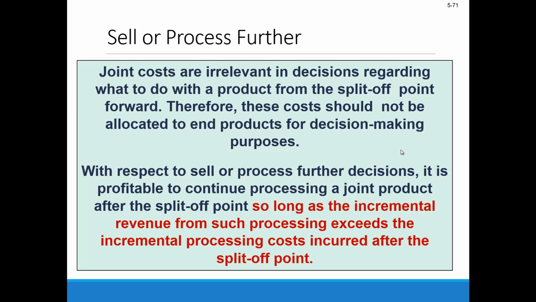As far as considering whether to sell those things that split off or process them further, our decision point there will really just come down to another incremental revenue versus incremental cost analysis. In other words, does the incremental revenue we could potentially earn by transforming that product into some final product outweigh the incremental cost of doing that additional processing after the split-off point?